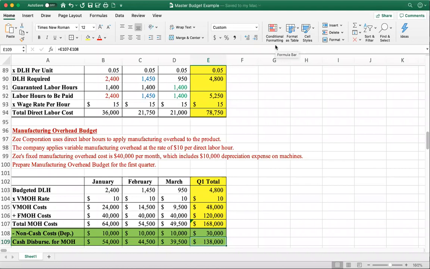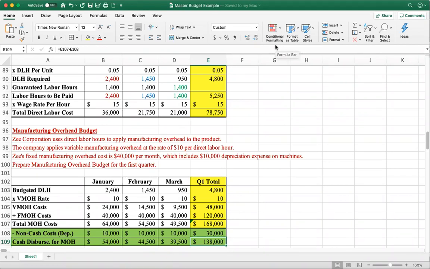Our next budget is the manufacturing overhead budget. Now, Z Corporation uses direct labor hours to apply manufacturing overhead to product. So direct labor hours are used. Manufacturing overhead can be driven by labor hours, by machine hours, or by anything. It depends on what is driving the cost in the manufacturing overhead department. In this case, it's driven by the direct labor hours, which can be obtained from the direct labor budget.